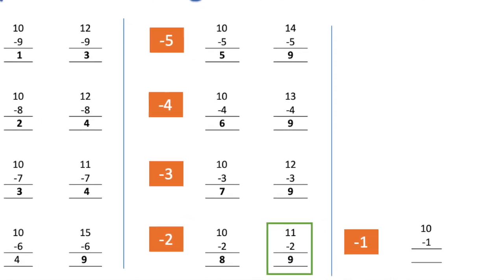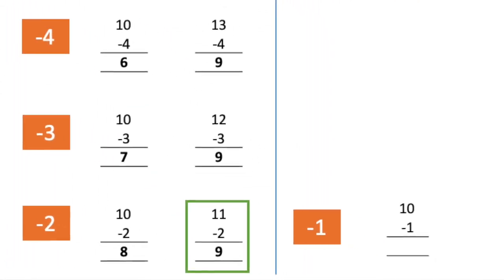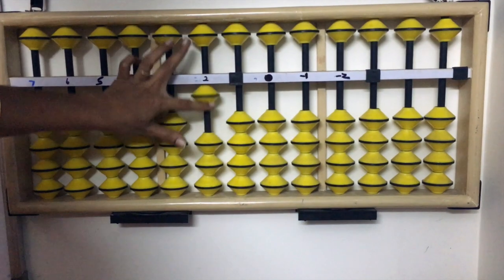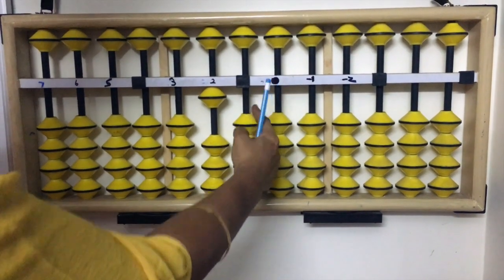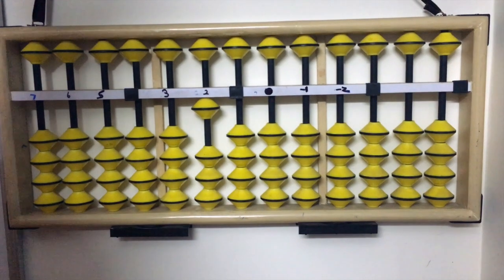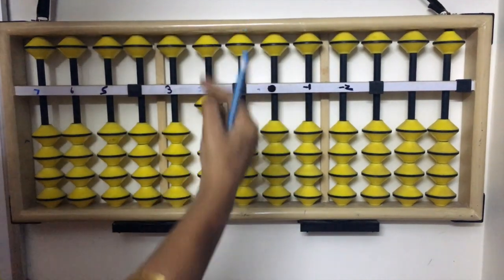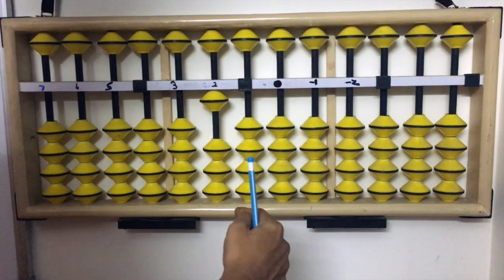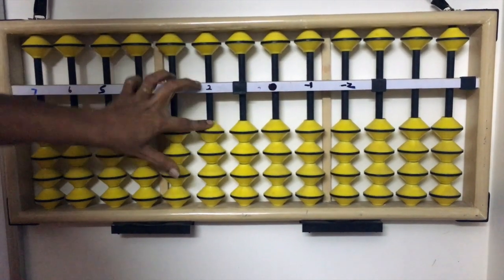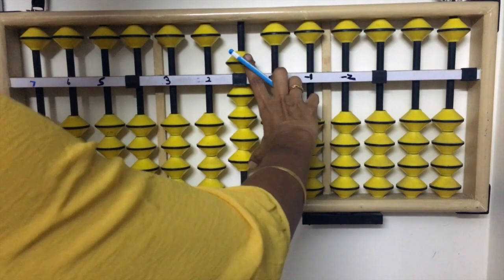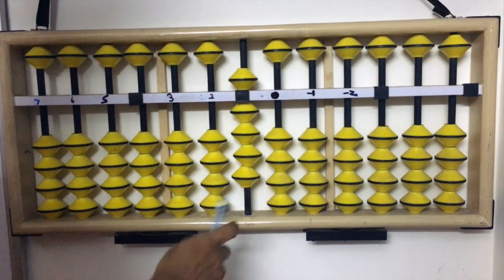Now we have come to the last formula, that is minus 1. Say 10. How to do minus 1? Directly we can't do, and also we can't apply the small friend concept of plus 4 minus 5. So to do minus 1, apply the big friend formula. Big friend formula is minus 10 plus 9. So the answer is 9.